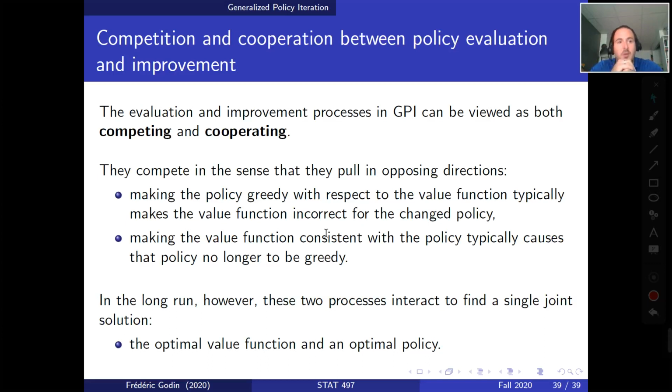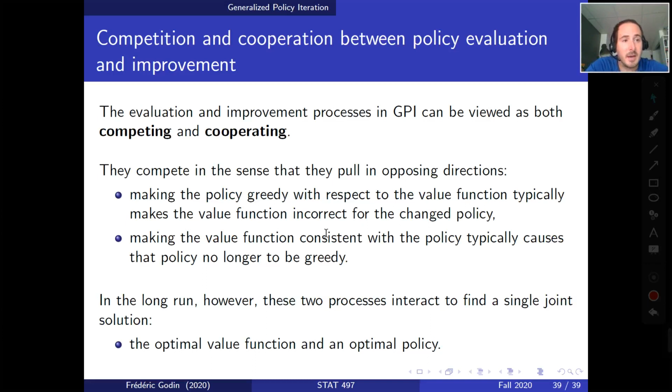Conversely, when you do policy evaluation, you refine your value function estimate to make it more consistent with your current policy. But by making it more consistent, your policy becomes non-greedy with respect to your current estimate of the value function. Okay, so by making it non-greedy, this gives you more room to make it greedy again and then pursue this generalized policy iteration process. So we say they compete because they pull in opposite directions, but in the long run, we can say they cooperate because through these two processes, eventually you should converge to the optimal value function and the optimal policy. Okay, so this is great.